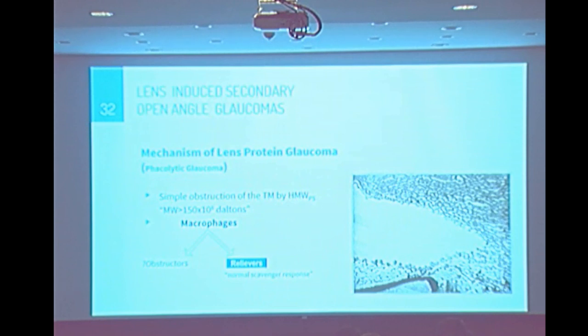So my message in this issue is that this is very important in managing, planning, or tailoring your therapy. In any case, you need to know what the underlying pathology is so you can tackle it, and this is the correct way to treat the pathology that you are having. So the problem is not the macrophagic response. The problem is the heavy molecular weight lens proteins that reach the angle and obstruct the angle. So it's very important.